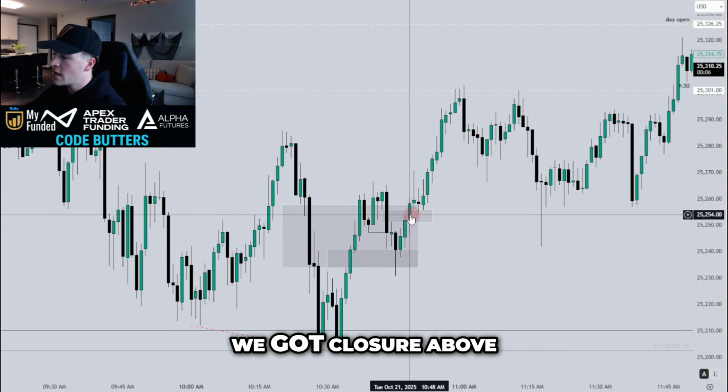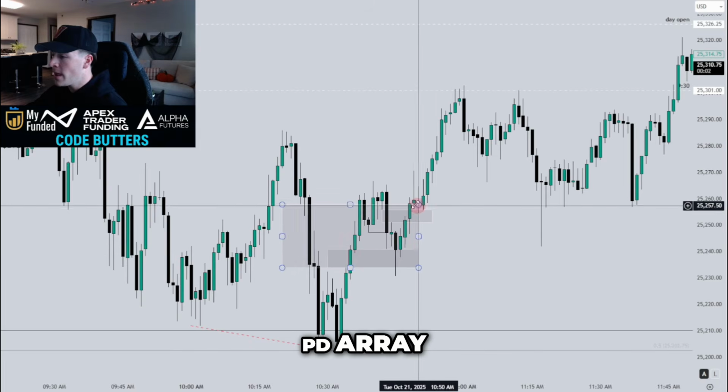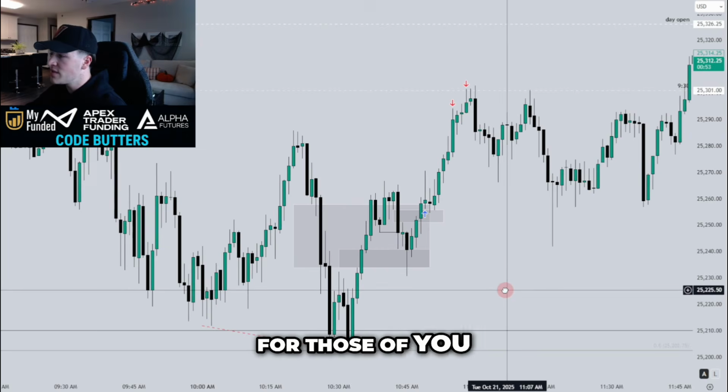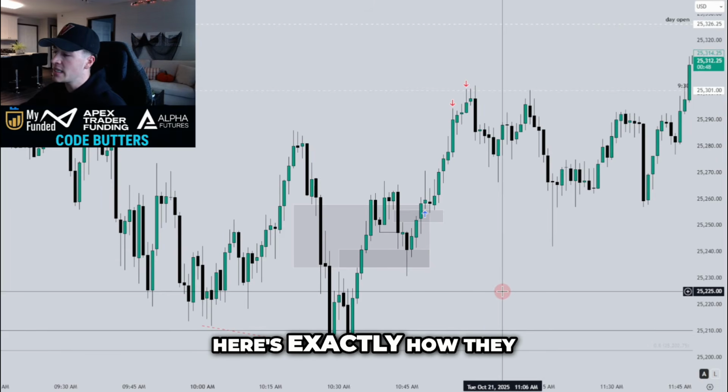As you can see here, we got closure above the 1-minute inverse, validating the 5-minute bullish PD array, and then more expansion higher. For those of you guys that are concerned with or want to study my executions, here's exactly how they looked on this trade.